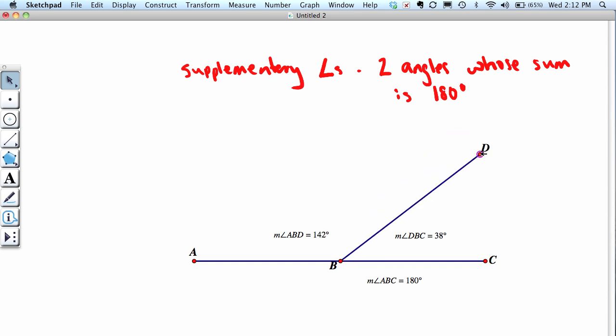Again, no matter where I move this particular line, however I break this angle apart into two smaller bits, the sum of the two smaller angles is always going to equal 180 degrees.